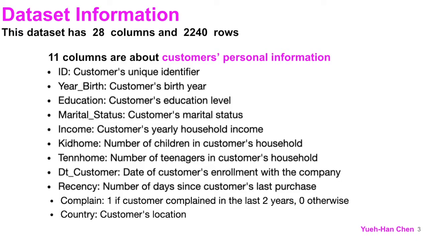Before we dive into each data-driven solution, let's look at the basic information about this data set. So this data set has 28 columns and 2200 rows. There are 11 columns about customers' personal information. For example, customer ID, the year that the customer was born, education, marital status, income, how many minors are in their house, the date the customer first became a customer of this company, how many complaints the customer has, and it also documents the customer's location.